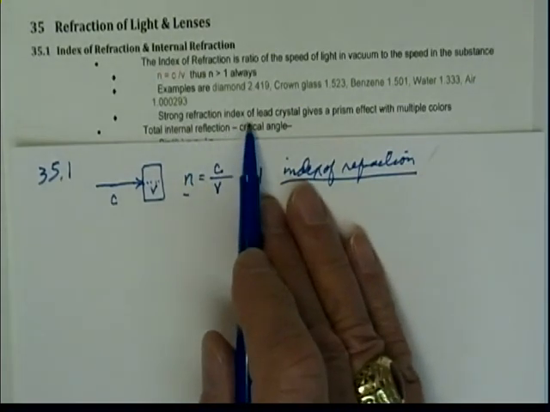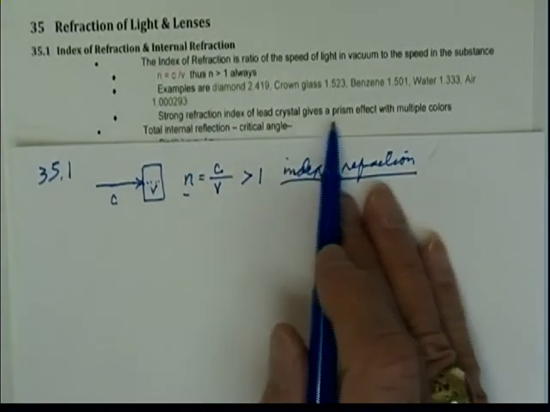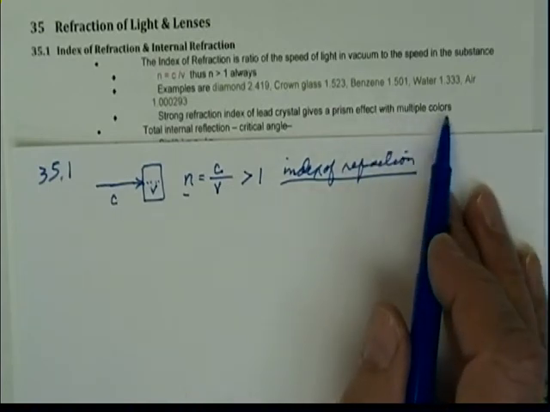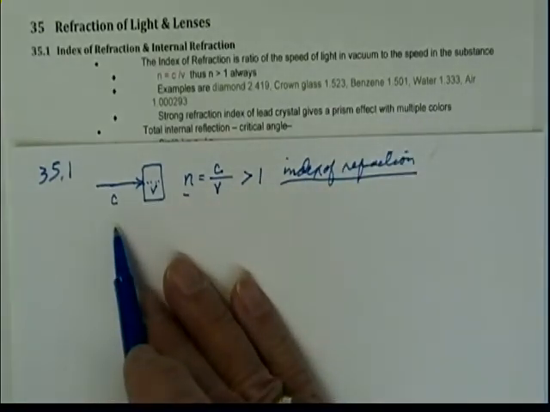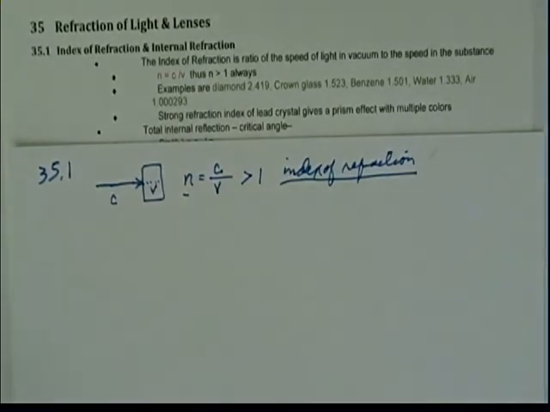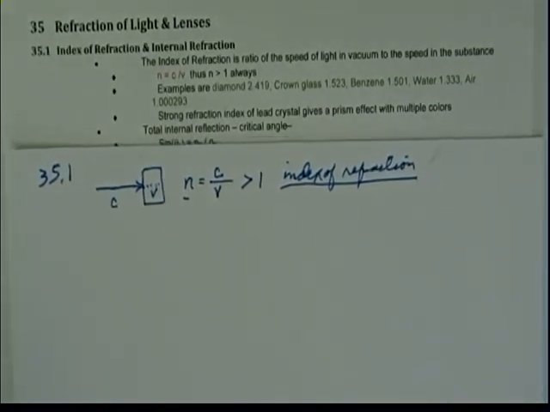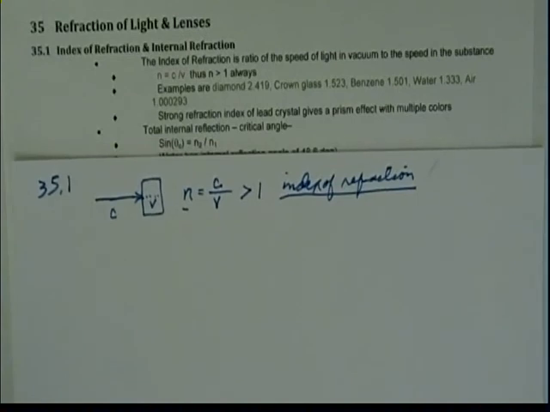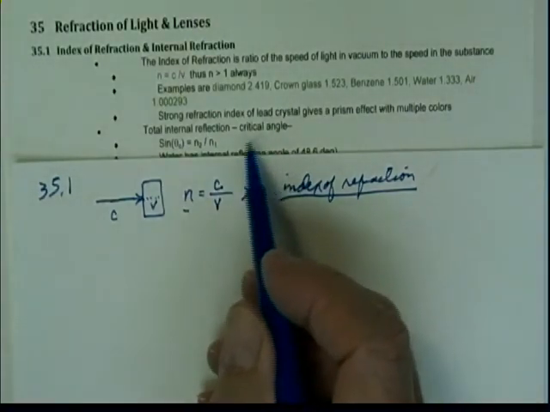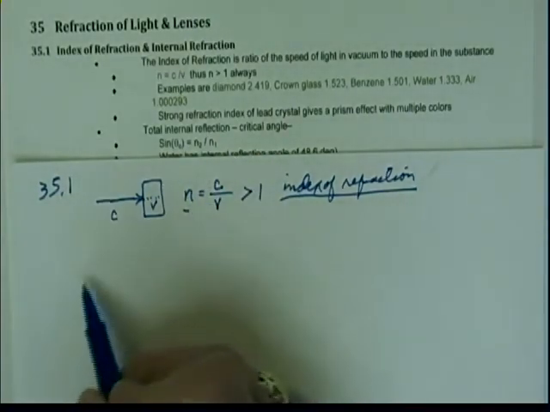Strong refraction index of something like lead crystal or a diamond gives this prism effect with the multiple colors, because the light that comes in is easily bent into all the different colors. As we'll see, different colors or different wavelengths are bent by different amounts and have different velocities. Now we can have something called total internal reflection, and this occurs at what is called the critical angle.